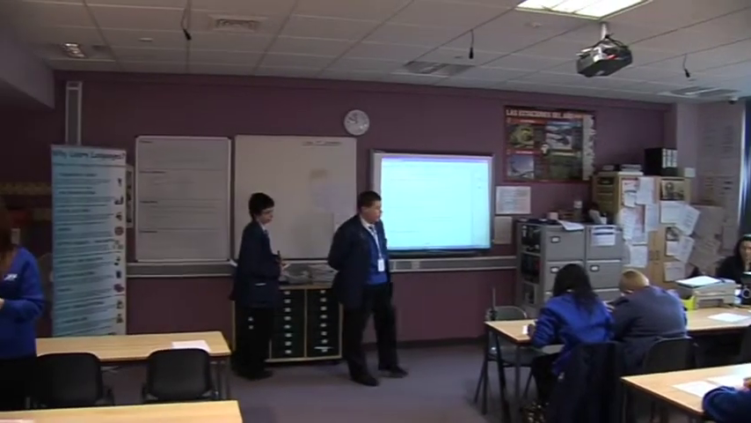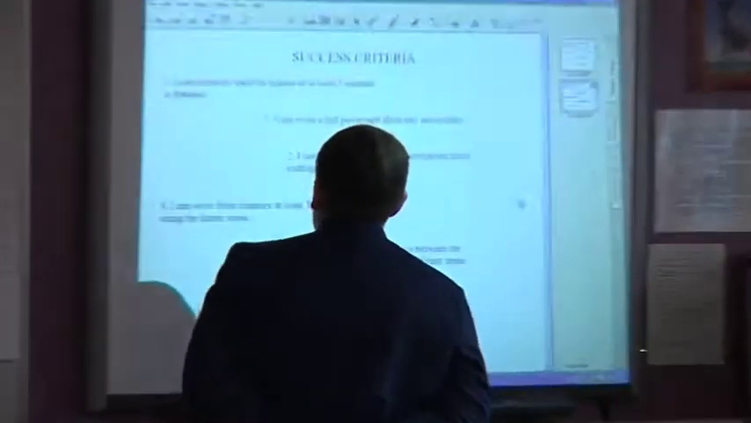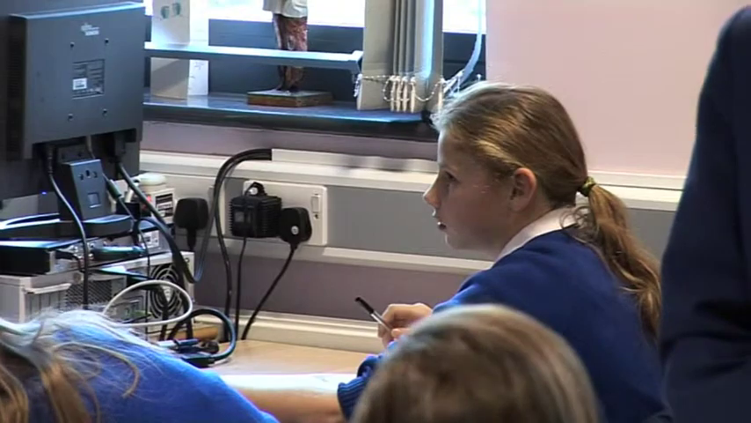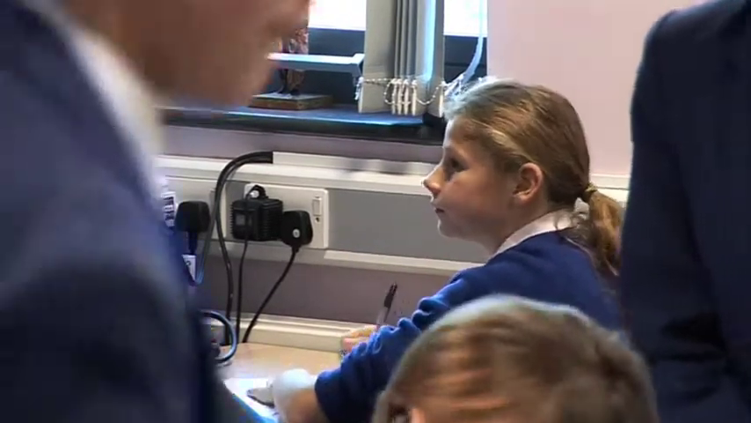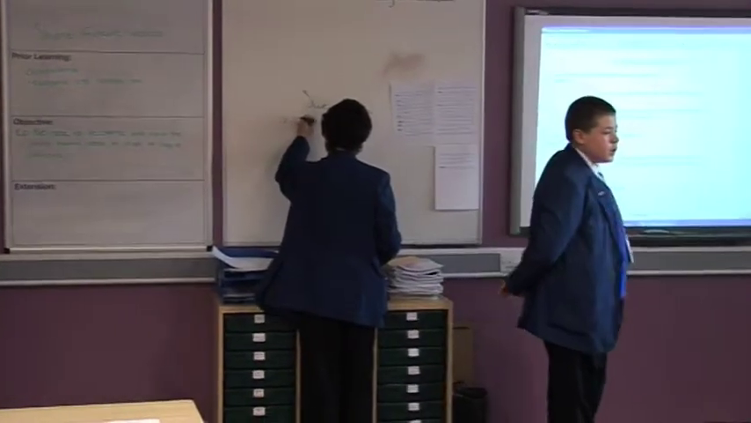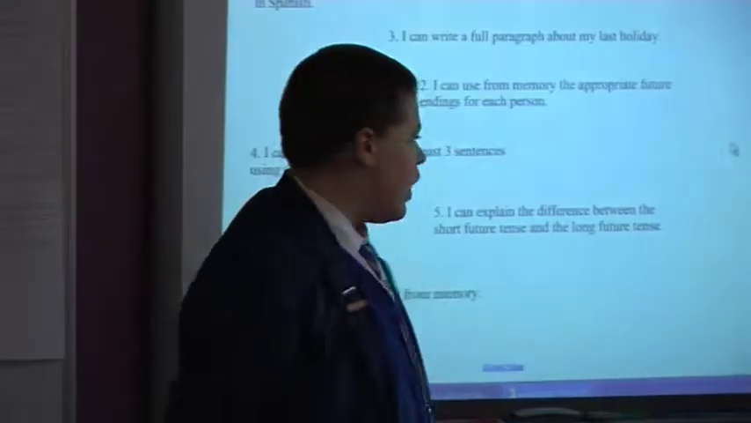Yeah. 2, 4 and 5. Why did you say 2, 4 and 5? Because all 3 of them have got to do with the tenses we've been doing. Yeah. Anybody else got any other ideas? 2, 4 and 5. Yeah. 2, 4, 5. Right. Anybody else got anything different? No? Good, because they're all correct.